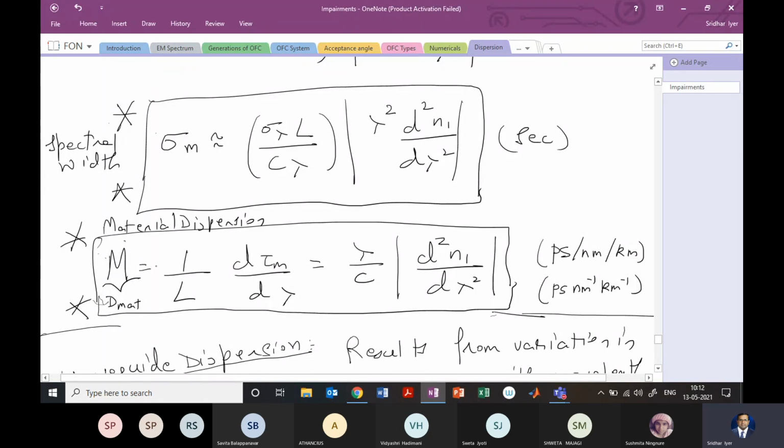And the units are very important. The units are stated here. The units are picosecond per nanometer kilometer. So usually your material dispersion will be in picoseconds per nanometer kilometer.